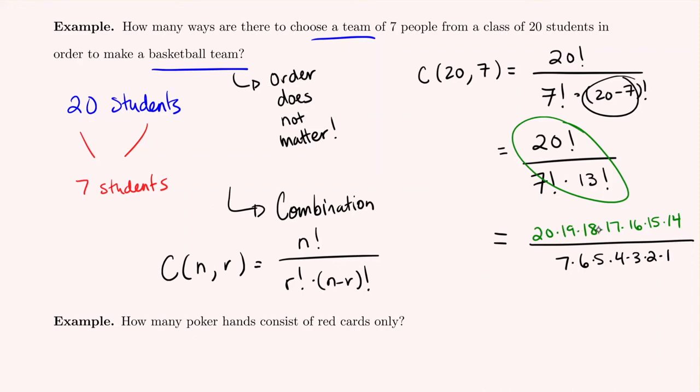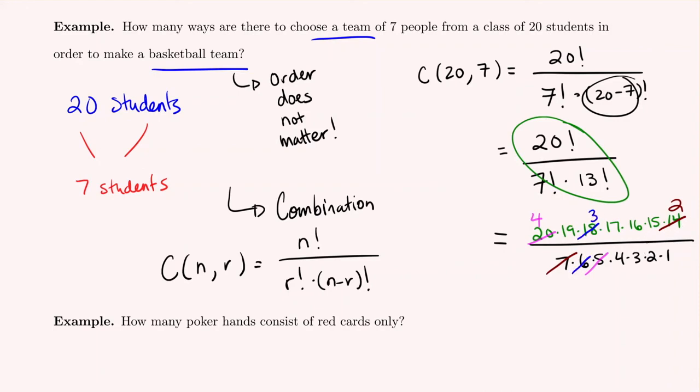If we'd like, we could just type the top into our calculator, divide it by the bottom. However, if you'd like to simplify further, 7 goes into 14 2 times. 5 goes into 20 4 times. Let's see what else we could do. 6 goes into 18 3 times.